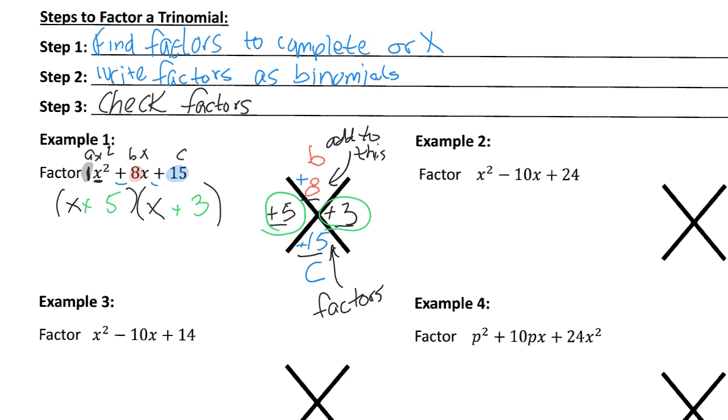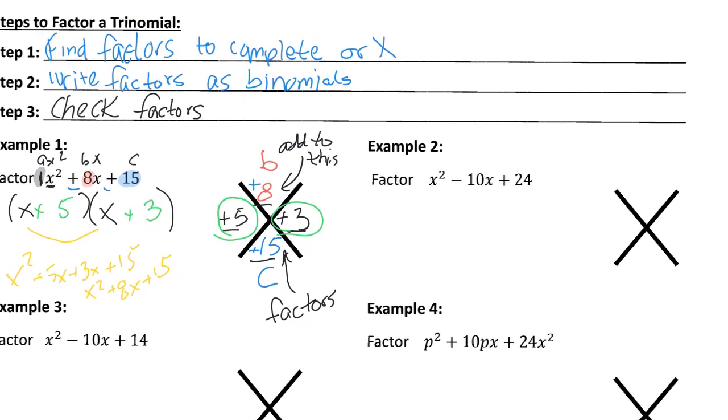Okay. So once you find those factors that multiply to 15 and add to 8, then you simply put them into the binomials. Again, it's really important to check your work. So I'm going to FOIL, and I'm going to get x squared plus 5x plus 3x plus 15, which does simplify to what we need of that x squared plus 8x plus 15. Okay, so I know that was a little confusing. So let's look at example 2 together then.